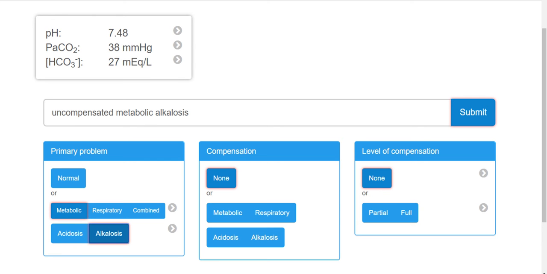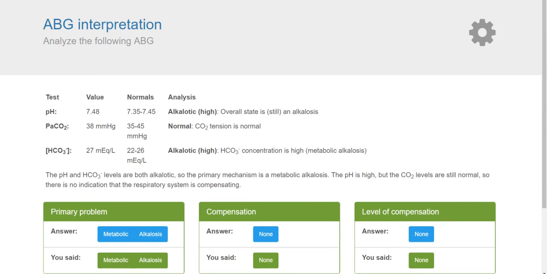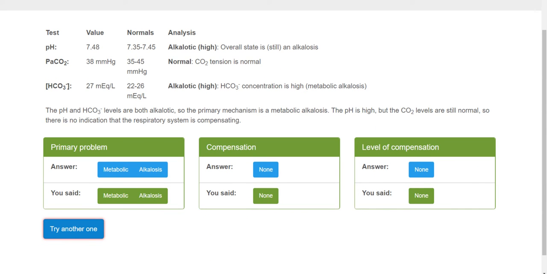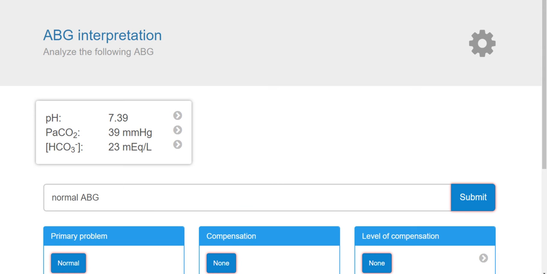Now we got to figure out what level of compensation we have going on. CO2 is at 38, which is in between 35 and 45, which means it is not compensating. It would be compensating if it was outside the range of 35 to 45. So we can say there is no level of compensation. Everything was correct. It was a metabolic alkalosis with no level of compensation.